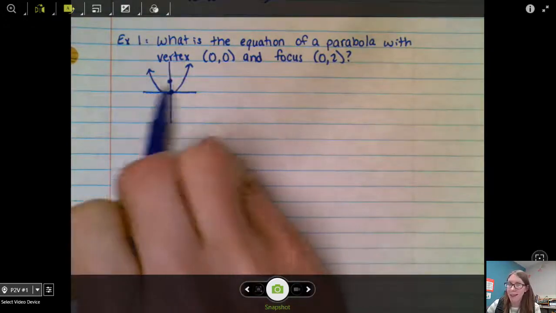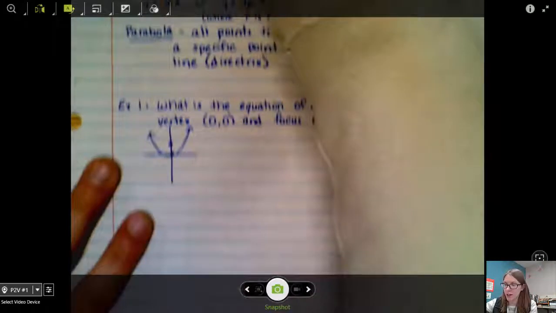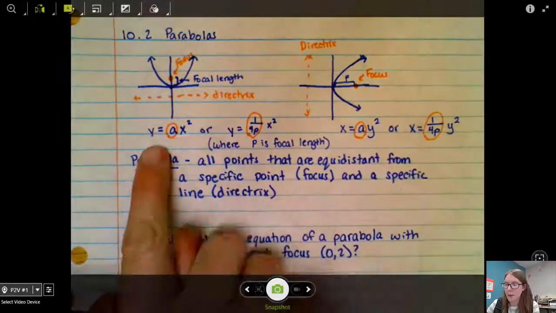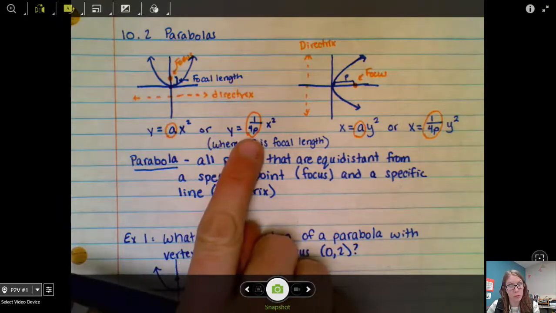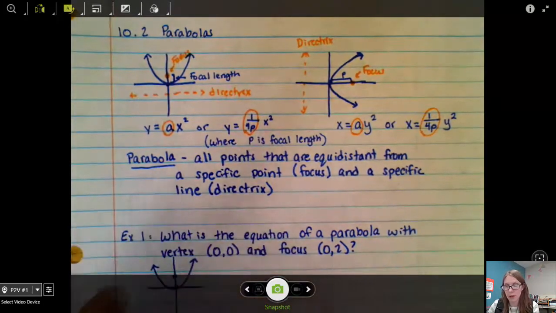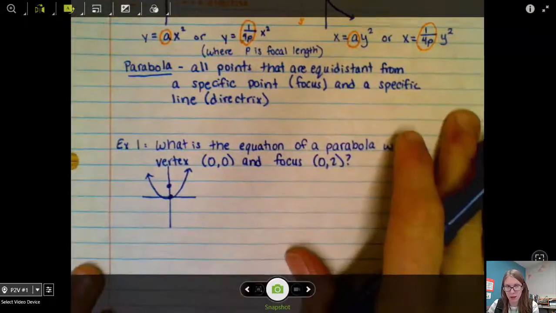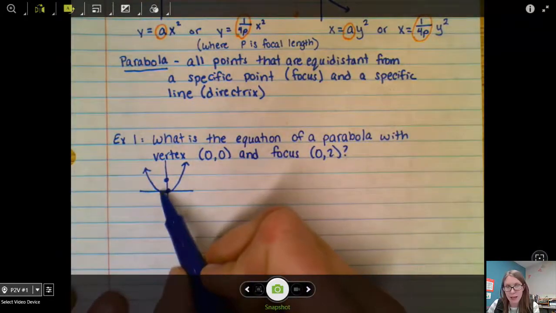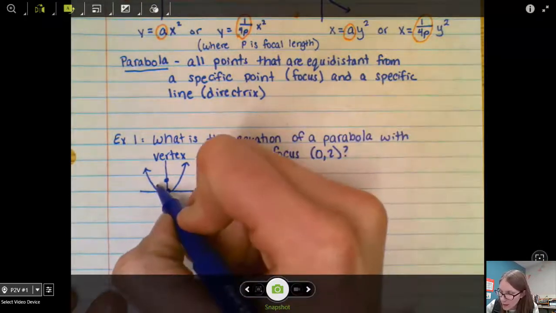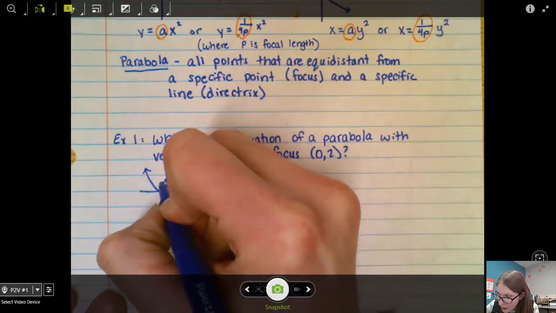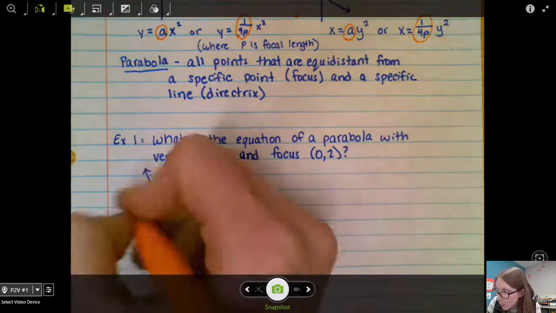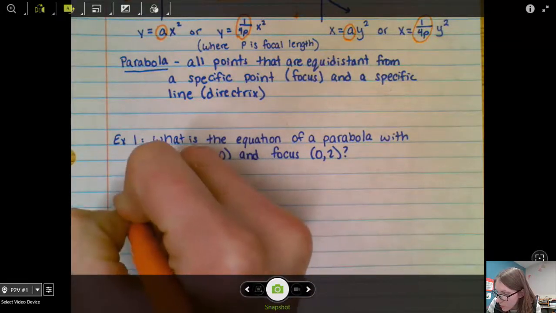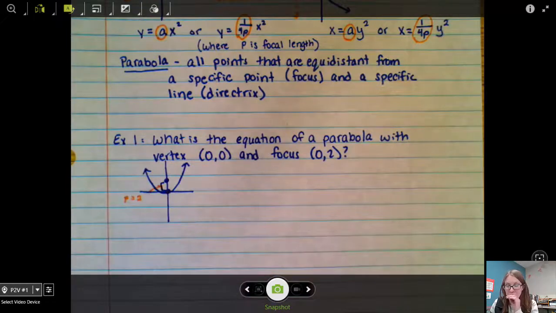Since my parabola is vertical, if I look right above here, my vertical parabolas are in the form y equals ax squared or y equals 1 over 4p x squared. Okay, my equation is y equals something. Well, since I know where my focus is, I know my focus is at 0, 2, I can figure out that focal length, that p value. Okay? So that focal length is 2 in this case. P is 2 because our focus is 2 away from our vertex.